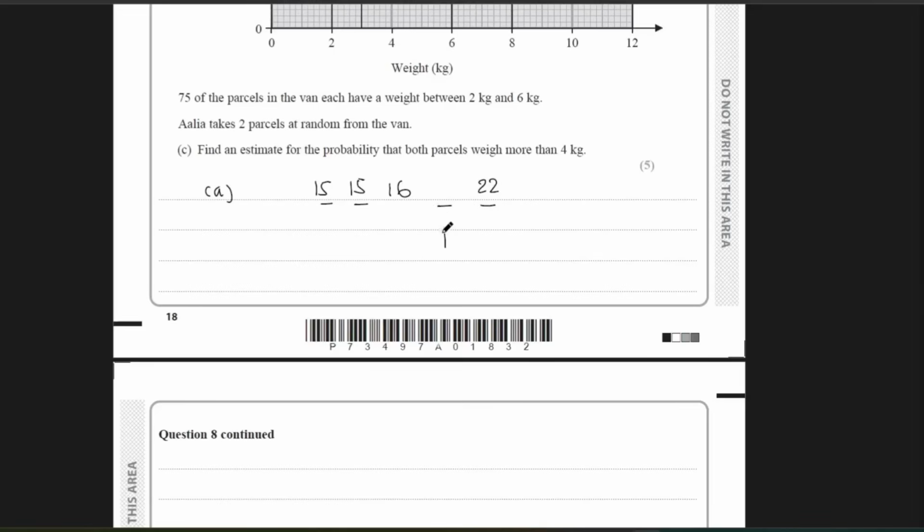What about the 4th number? So this number has to be between 16 and 22. It cannot be 16 or 22, otherwise 15 wouldn't be a mode anymore. So it could be any number between 16 and 22. Let's go with 17. That's question A.